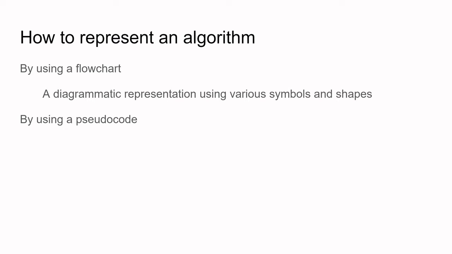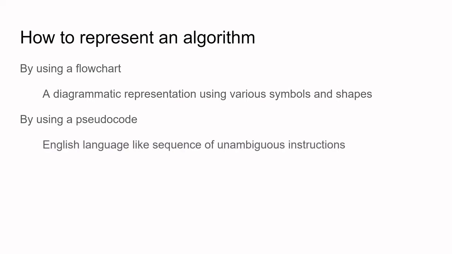And when I say pseudocode, I mean an English language like sequence of unambiguous instructions. So it is like a set of small instructions where each instruction is written in an English language like sentence. And the peculiar property of a pseudocode is that each instruction in pseudocode is unambiguous. An instruction in pseudocode doesn't mean two actions to be done or some kind of ambiguous decision making. No such fancy stuff here. Pseudocode is an English language like sequence of unambiguous instructions.